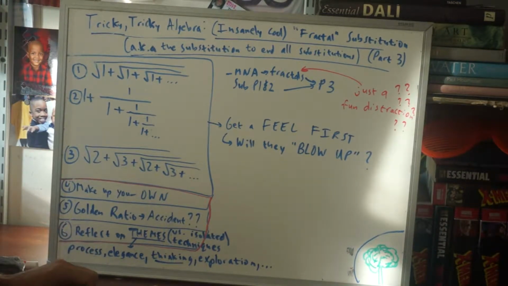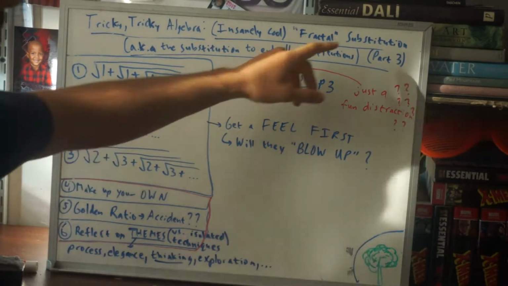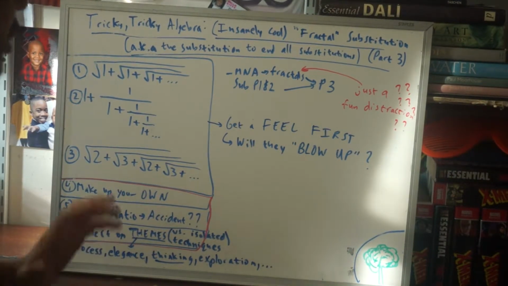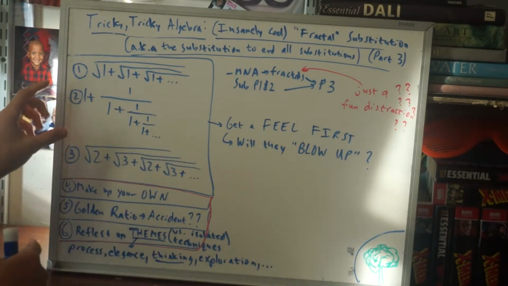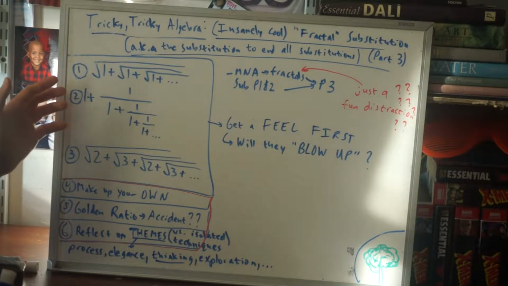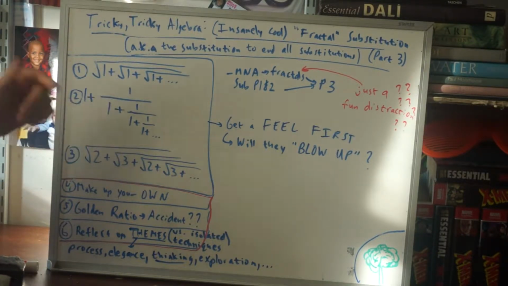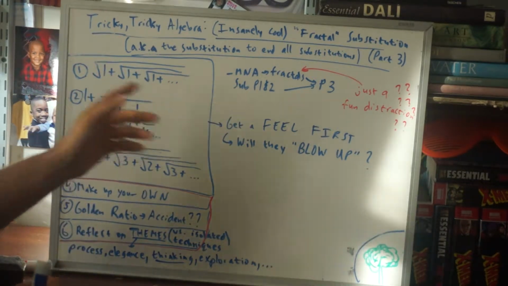Alright, so this is going to be the last part in the substitution mini-series we have here. And I'm going to start with some general points. So let's take a look on the left. These are the problems we're going to be trying to solve today. The first one is the square root of 1 plus the square root of 1 plus the square root of 1 plus infinitely. You keep doing that.